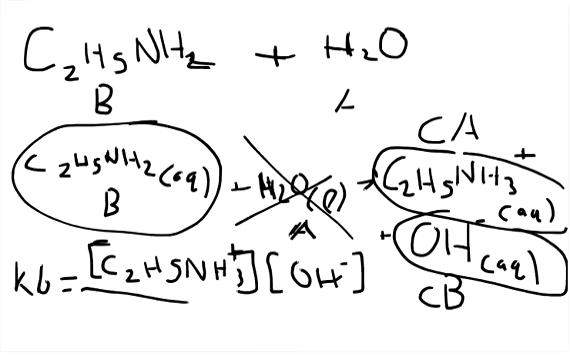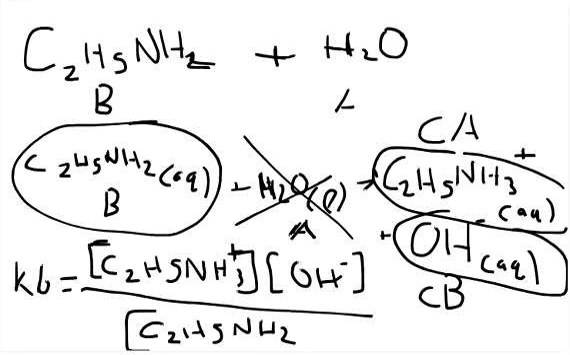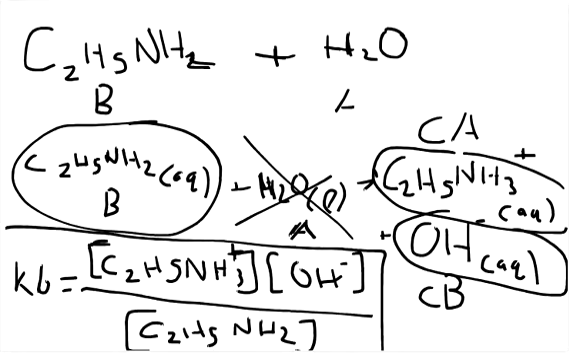And then under, we would write the original solution that they gave us, C2H5NH2. That's supposed to be a 5. And that would be our KB expression. Of course, you can find the answer to it, but they just asked us to find the expression.